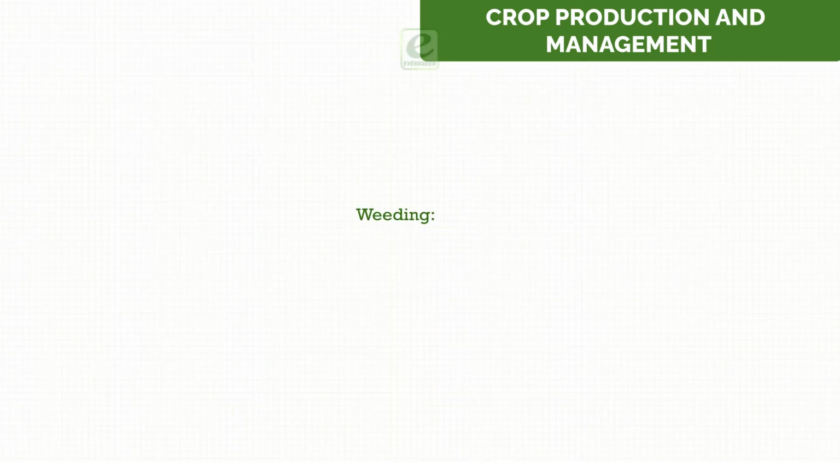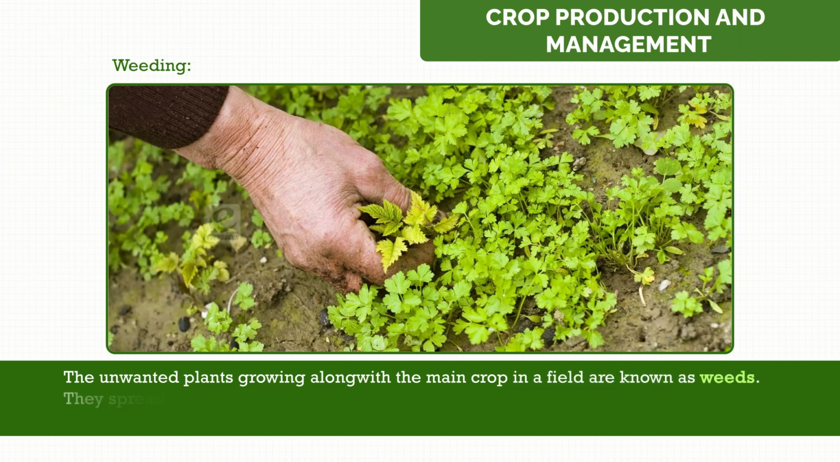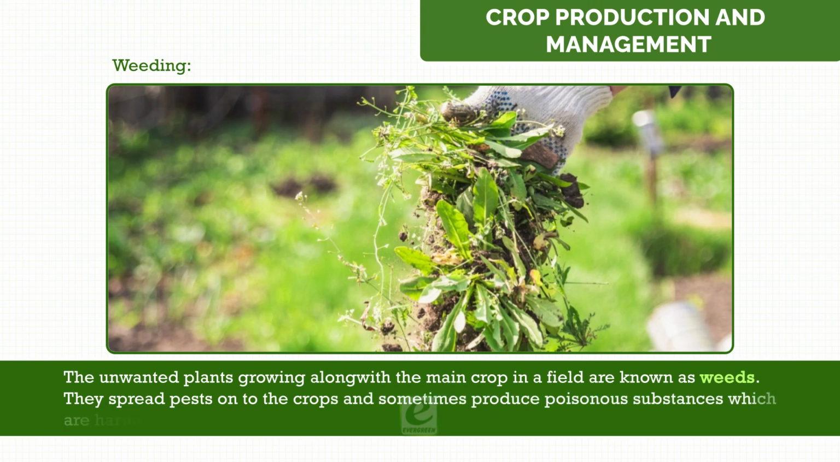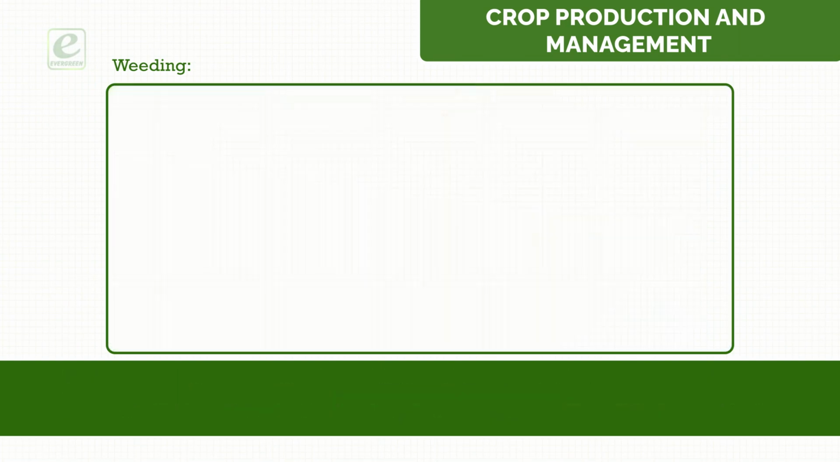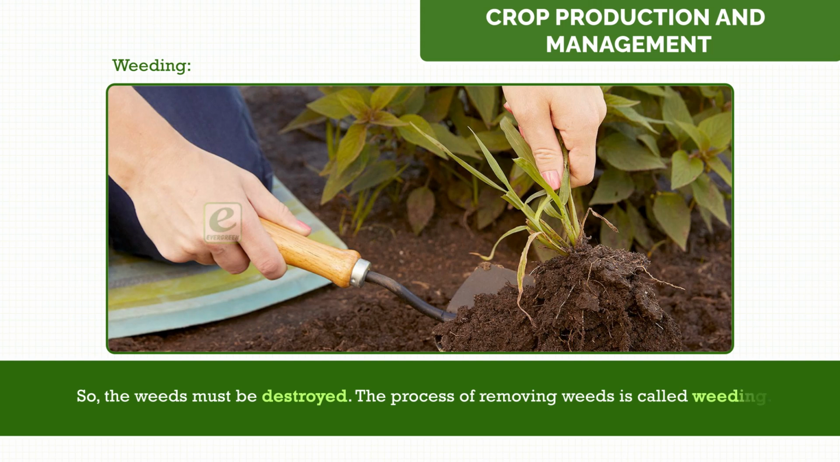Weeding. The unwanted plants growing along with the main crop in the field are also known as weeds. They also spread pests onto the crops and sometimes produce poisonous substances which are harmful to the crop, thus reducing the yield of crop. So, the weeds must be destroyed. The process of removing weeds is called weeding.